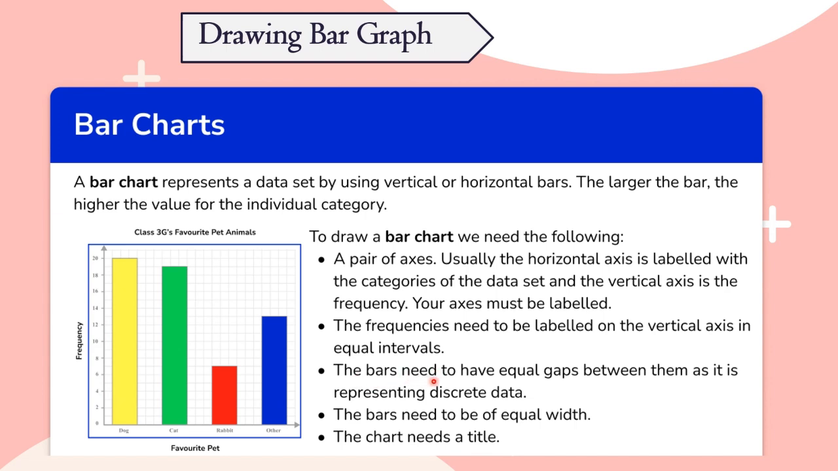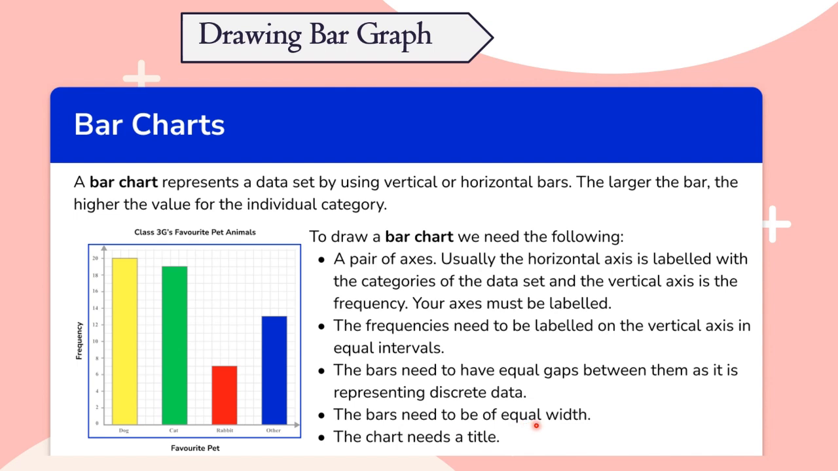The bars need to have equal gaps between them as it is representing discrete data. Okay, look at the bars. Equal space, just like I told you previously. The spaces between them must be equal. I guess this is a computer diagram, or else the space from here to here must have been equal, not this small space being left. The spacing should have started from this 0 point.